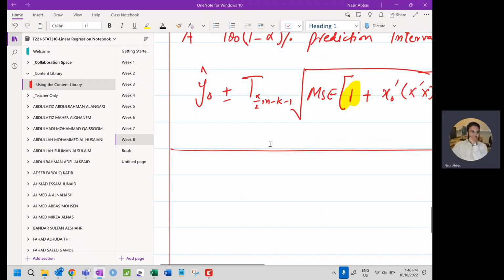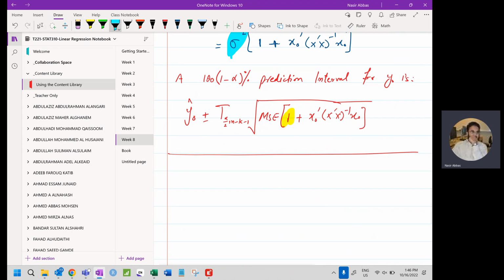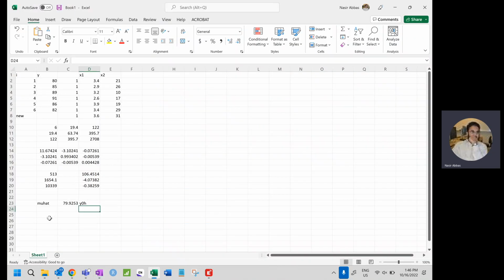Then I do what? You can see in both of the intervals, this thing is important to find. Once I have this part readily available, I can just do addition and subtraction to get to the interval. This is the only matrix part: X naught prime times X prime X whole inverse times X naught. So I'll find this part. Let me call this part some function of X, f of X. So I'll find this f of X here.